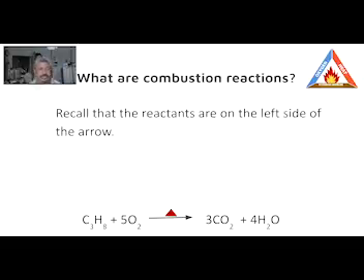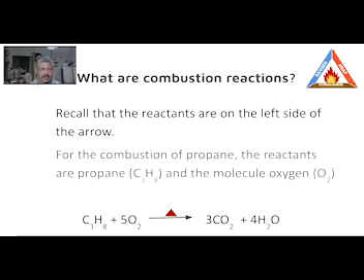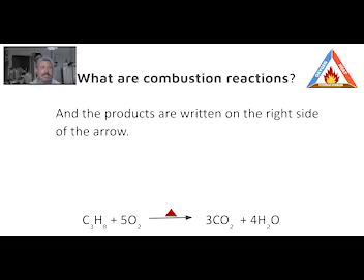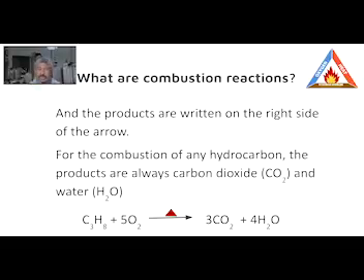Recall that the reactants are on the left side of the arrow. For the combustion of propane, the reactants are propane and the molecule oxygen. Heat is always required for combustion reactions. And the products are written on the right side of the arrow. For the combustion of any hydrocarbon, the products are always carbon dioxide and water.